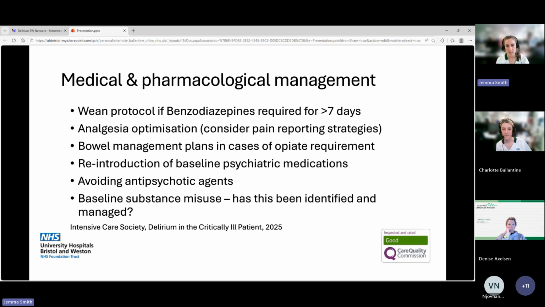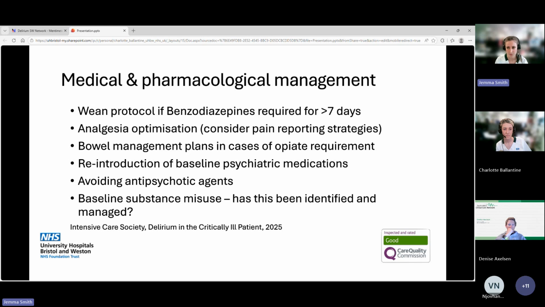What's really important in terms of people's sedation or their benzodiazepine use is that we've got a good weaning protocol in place if they've been sedated or been using benzodiazepines for 7 days or more. Otherwise, we push them into a state of withdrawal, and we're working with somebody who's going to look like they're withdrawing from alcohol or drugs, and we all know that that's really challenging. So we need a weaning plan in place.